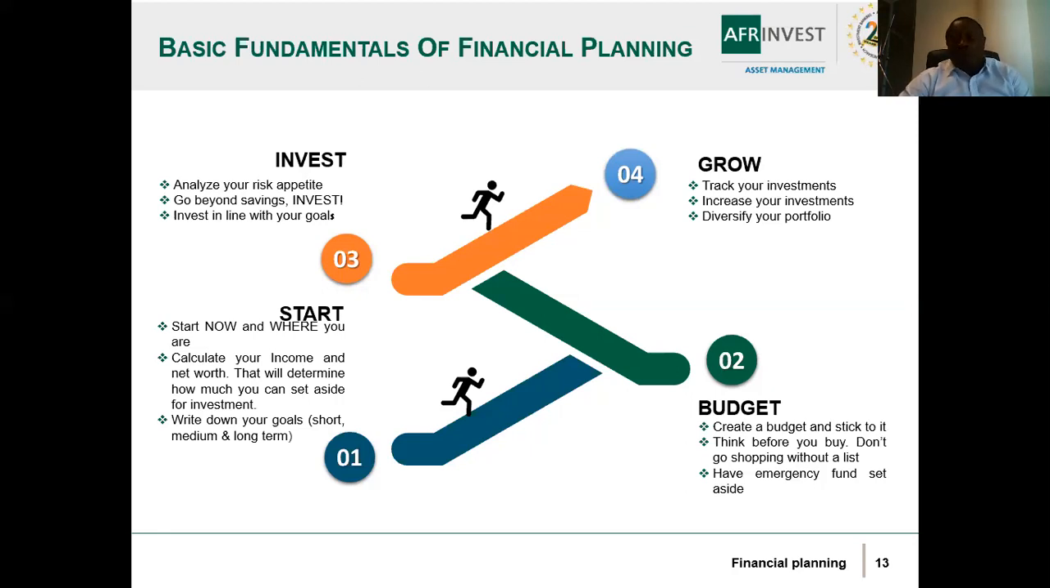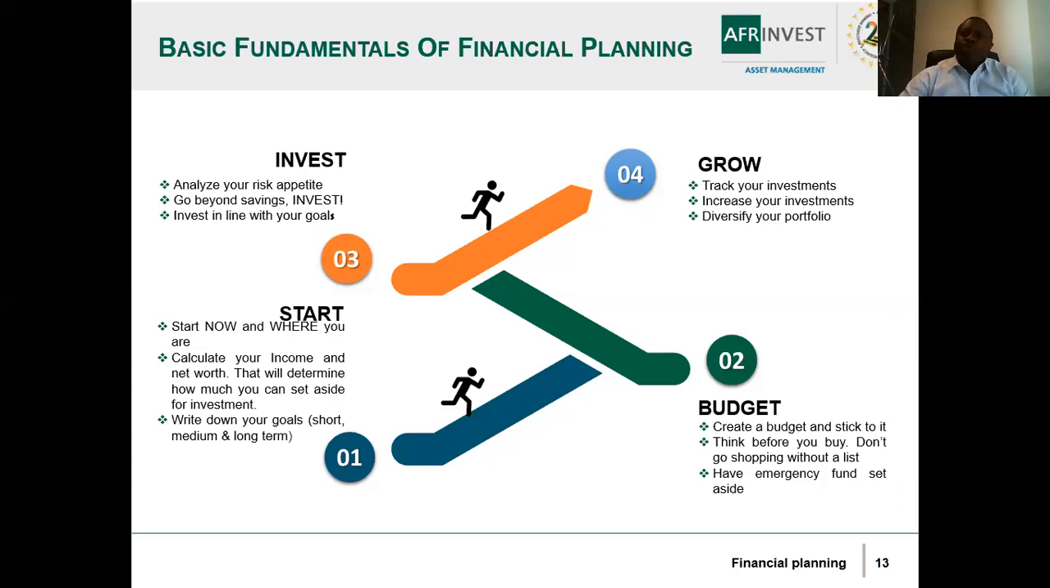Invest in line with your goals. Whatever investment you are making, it must be in line with your financial goals. That's the reason why your goals must be written down. When you have nothing written down, you are bound to make mistakes in the course of investing.